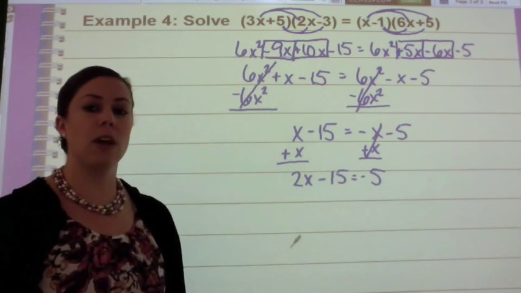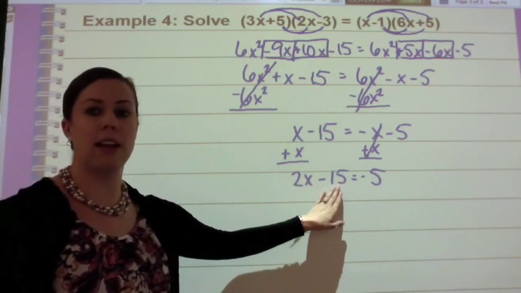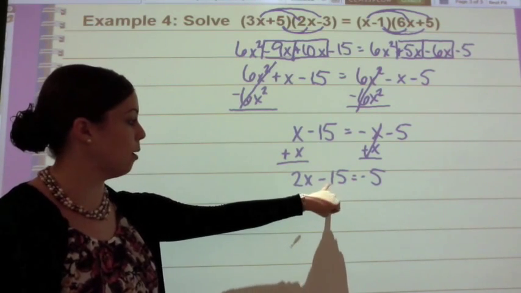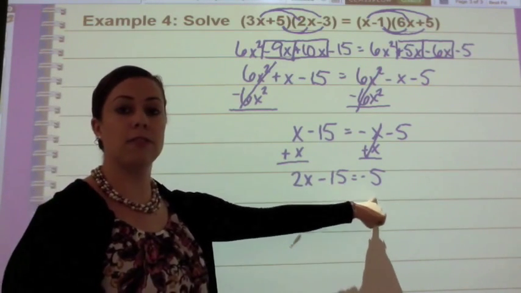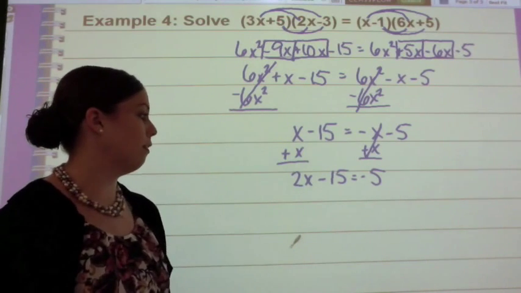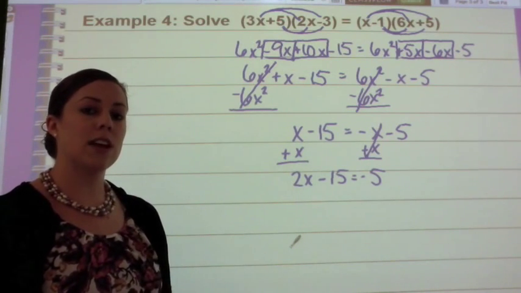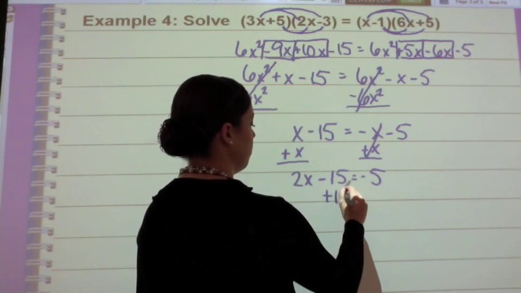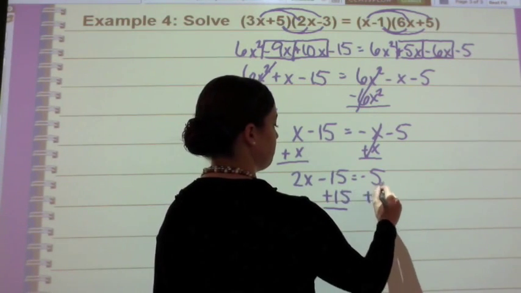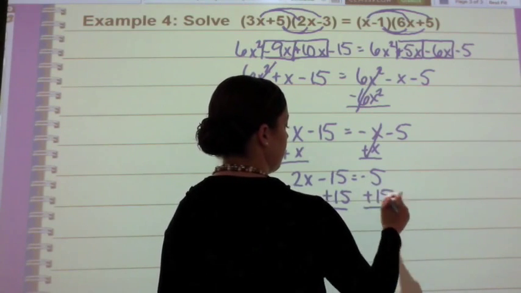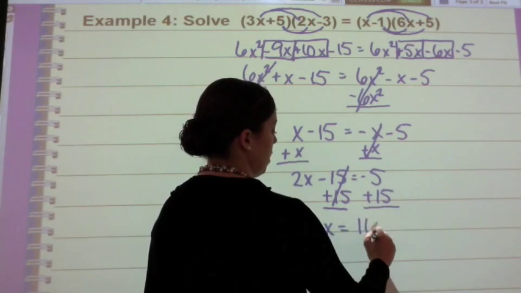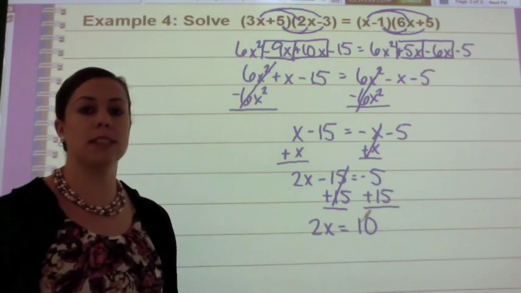Okay, so then I want to move the negative 15 to the other side. Remember, we're trying to combine like terms, so I want to move negative 15 with the negative 5. To get it to the other side, the opposite of subtraction is addition, so I'm going to add 15 to both sides. Negative 5 plus 15 is 10. So I'm left with 2x equals 10.